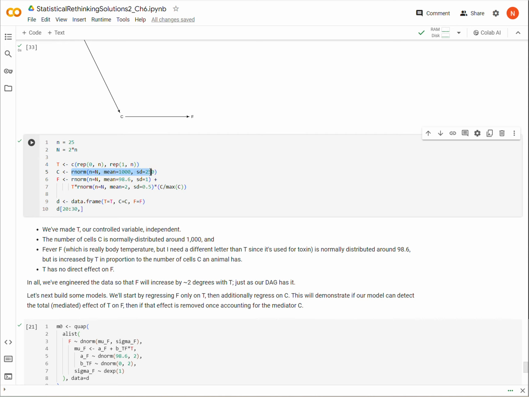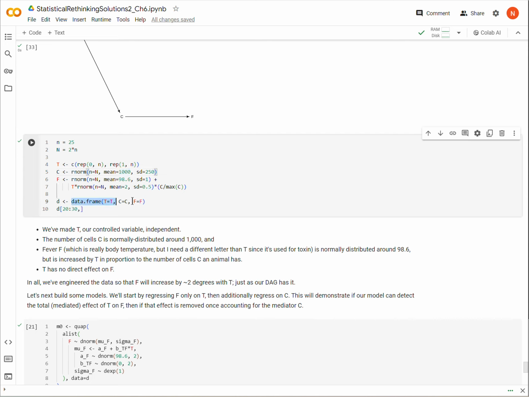I'm going to have cells. These different animals are going to have some number of cells, and they're going to have an average of 1,000 cells plus or minus some standard deviation. And then fever, or body temperature really, is going to start at an average of 98.6 degrees Fahrenheit, and it will be increased or decreased according to T and C. So when T is present, this term here will be about 2, normalized to cell types. But when no toxin is delivered, then this will just drop out, and the value should be just the 98.6 plus or minus some standard deviation.